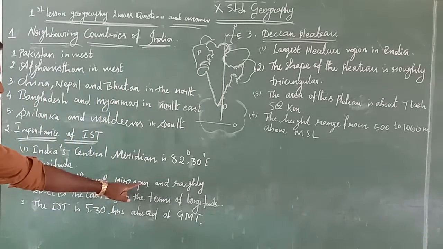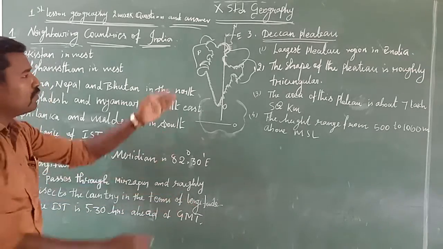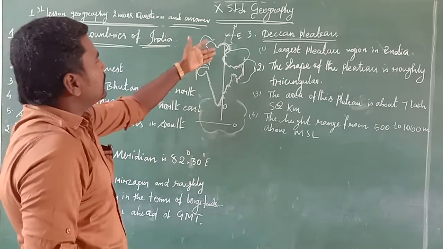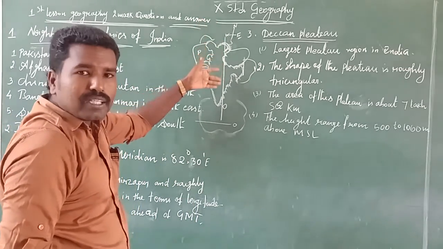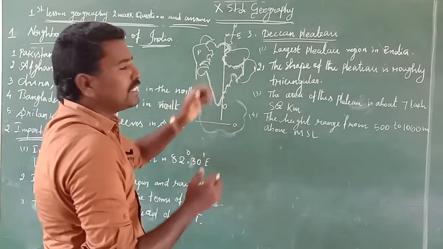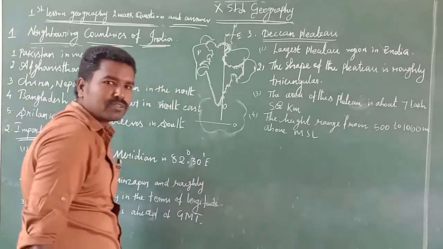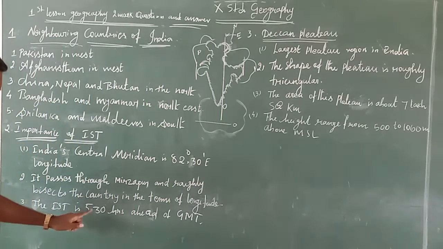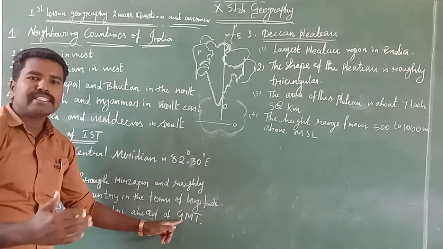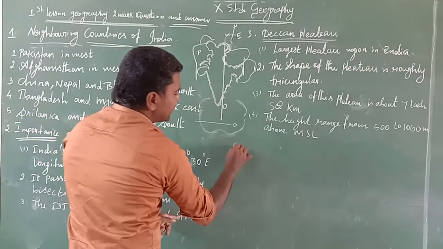The line passes through Mirzapur and roughly bisects the country in terms of longitude. We have 29 degrees of longitude from Gujarat to Arunachal Pradesh. The timeline passes through Mirzapur and bisects the country. Bisect means it equally divides the country into two parts. And the IST is 5:30 hours ahead of GMT. What is the distance between IST and GMT? GMT means Greenwich Mean Time.